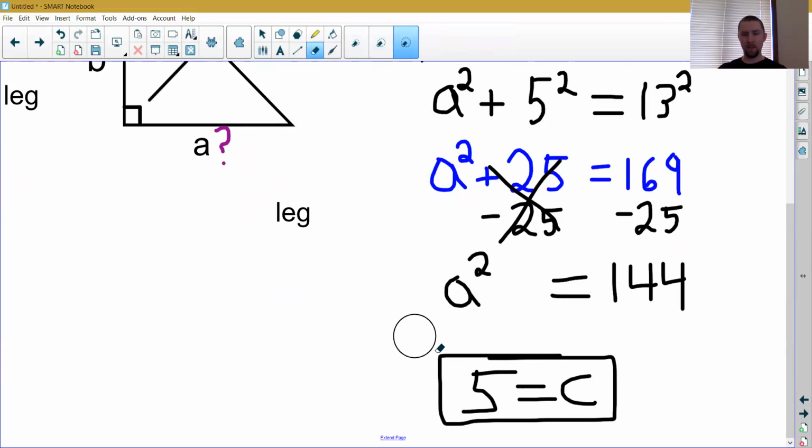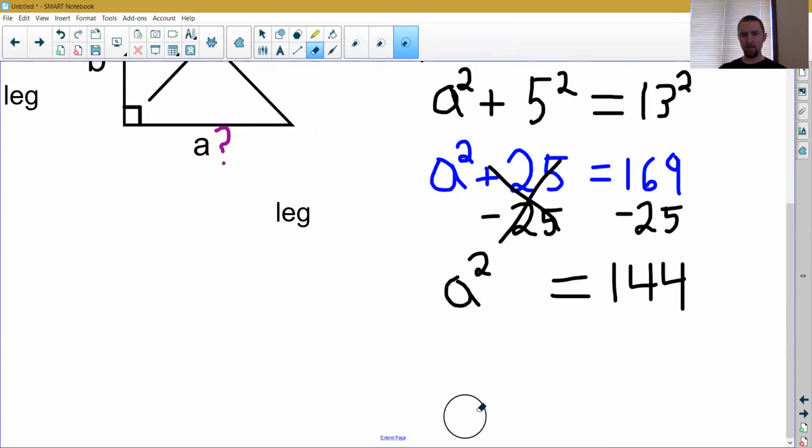I'll erase just this last part right down here. A squared equals 144, and now I'm close, right? I know what A squared is, but I don't really want to know what A squared is. I want to know what A equals. Remember, this is my end goal. A equals, okay? And again, we see that I need to unsquare this variable A.